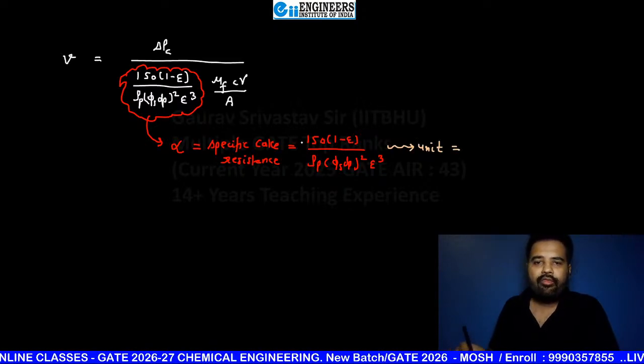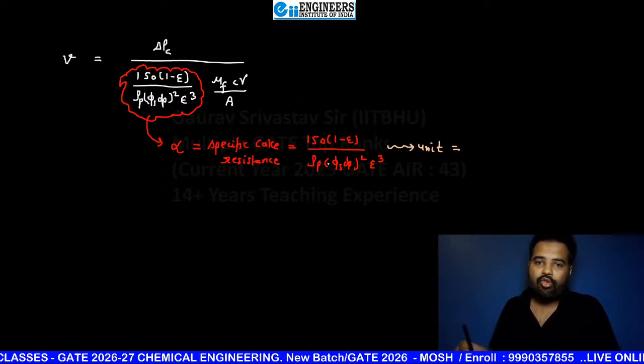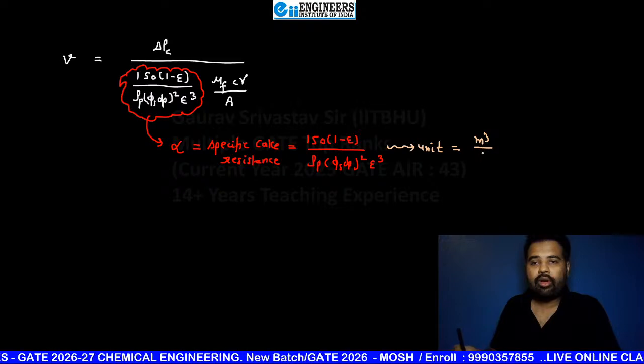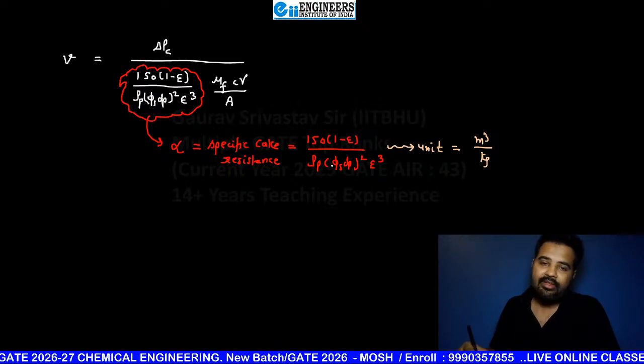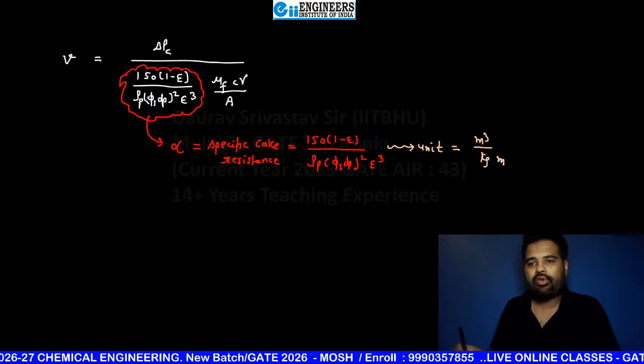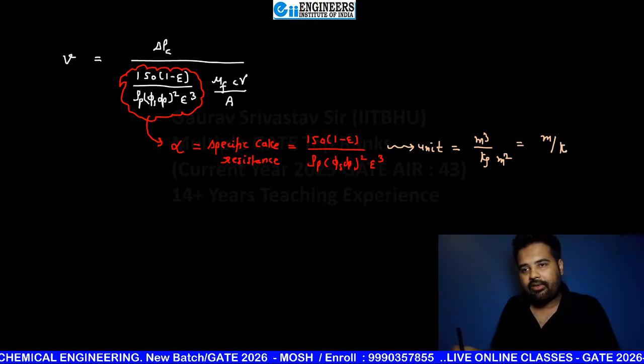See, 150 dimensionless, 1 minus epsilon dimensionless. Rho p, having dimension kilogram per meter cube. So kilogram per meter cube. Phi s sphericity dimensionless, dp square, so meter square. You have to write here. Oh my god, it's meter per kg.